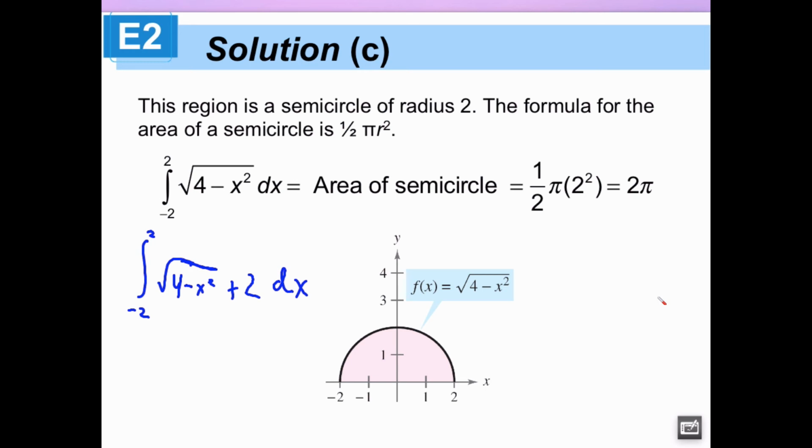It's longer, right? Just move it up 2. Is that the same? Same answer? Yeah, shape didn't change, right? No. How do we define the integral? Area under the curve.